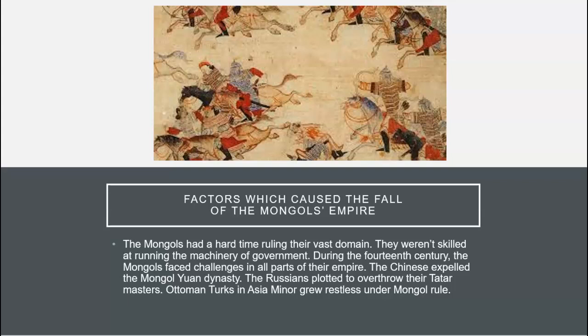The Chinese expelled the Mongol Yuan dynasty. The Russians plotted to overthrow their Tatar masters. Ottoman Turks in Asia Minor grew restless under Mongol rule.